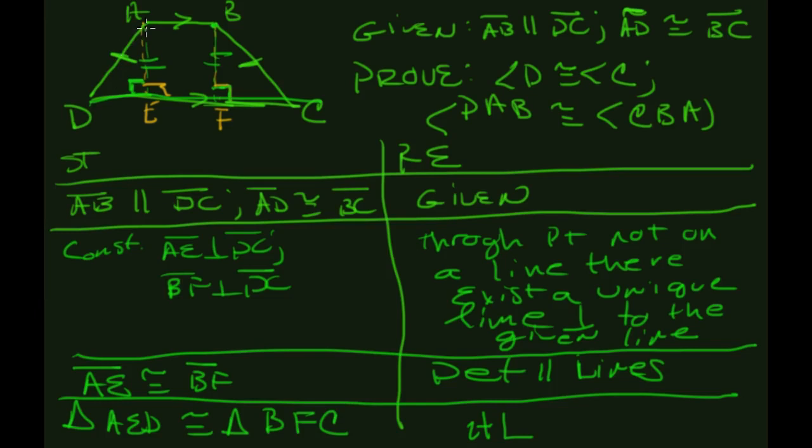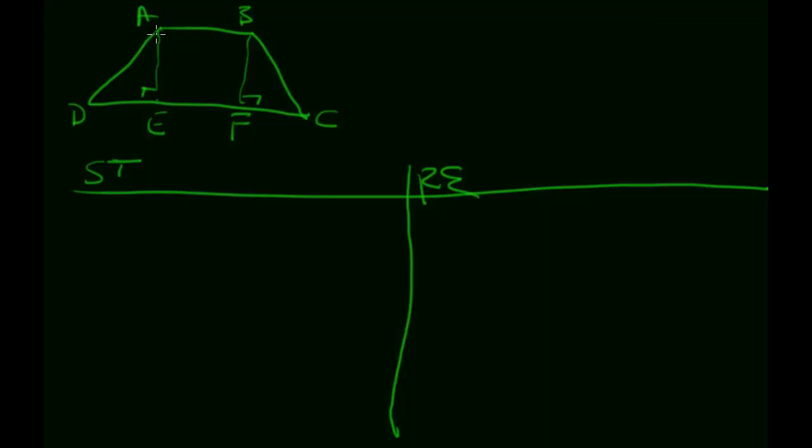We now have this small triangle here and this triangle here being congruent, and we're going to leverage that to show that the base angles are also congruent. Okay, so we have these two congruent triangles here. Now let's keep moving from there. We did that by HL.